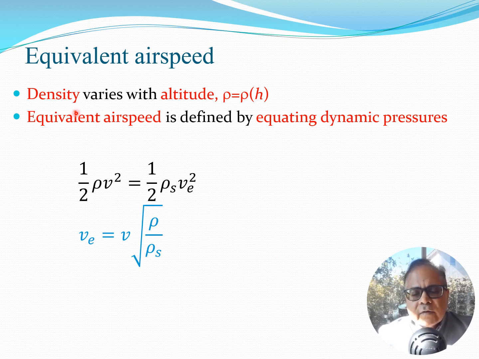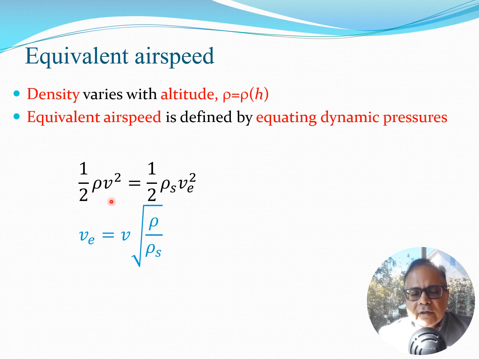Now, there's one more definition which we should mention before we end this class. We already know that density is varying with the altitude or the height, so we can always write rho is rho(h). Now we sometimes define a quantity called equivalent airspeed, and this is defined by equating the dynamic pressure. So we take half rho V squared equals half rho_s V_e squared, and so from here I can immediately write V_e is V root rho by rho_s.